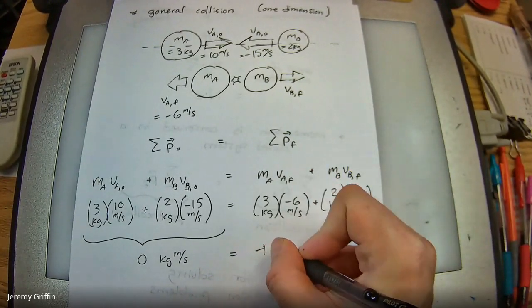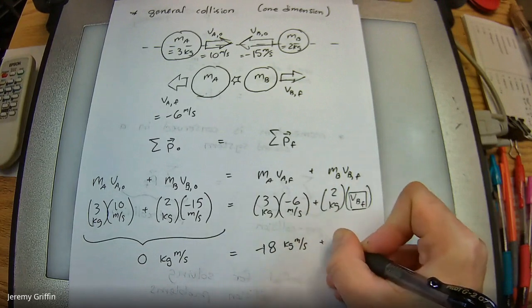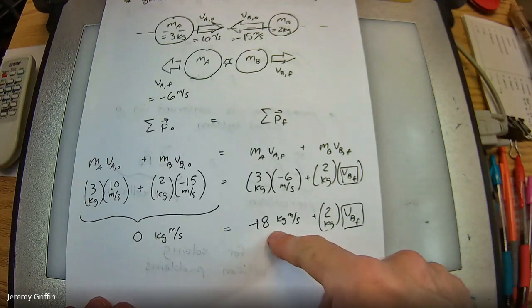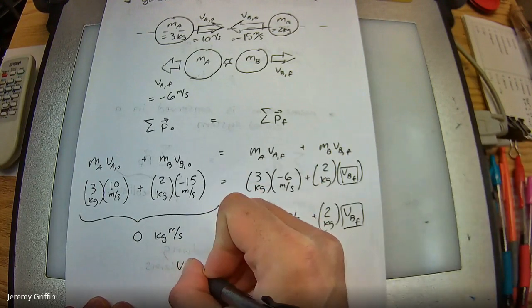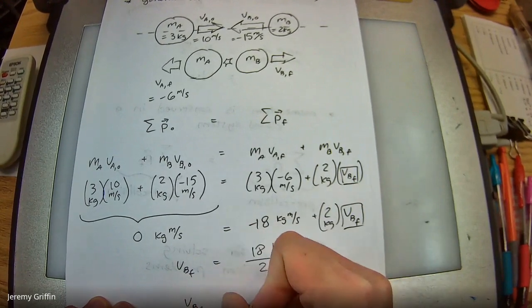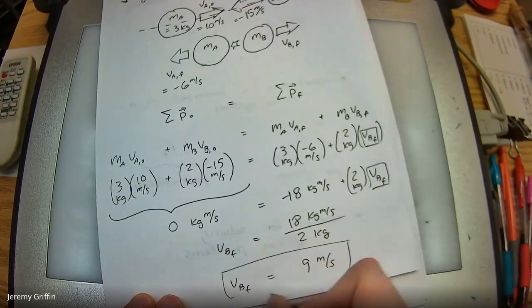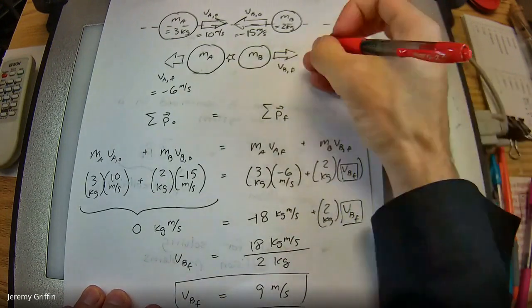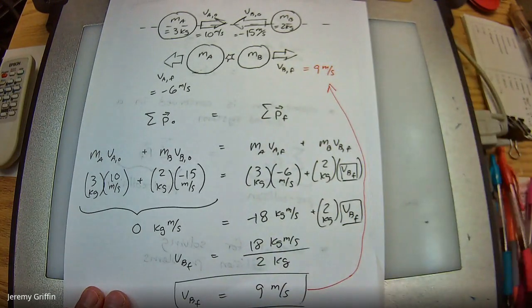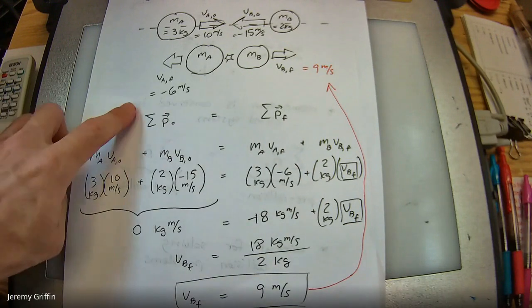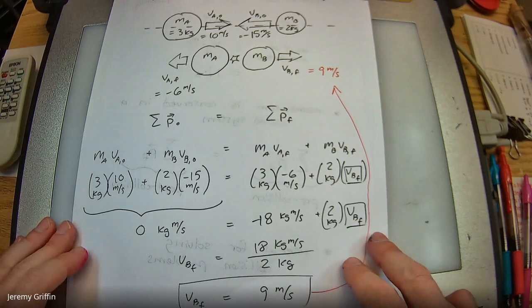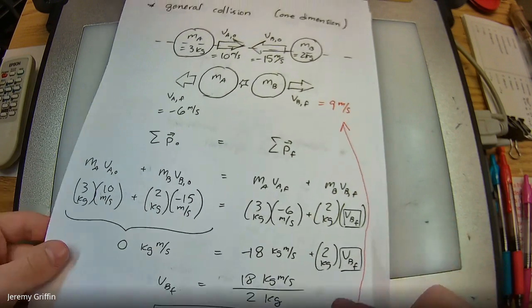So this is negative 18 units of momentum plus 2 kilograms times VBF. You guys see if you add the 18 over and divide by 2, so VBF is going to be 18 units of momentum divided by 2 kilograms. VBF is positive 9 meters per second. Okay. Is that right? All right, so this must be equal to 9 meters per second because solve for it. Okay. But of course, if I change this initial object A rebound speed to something else, then that would affect object B. Okay.